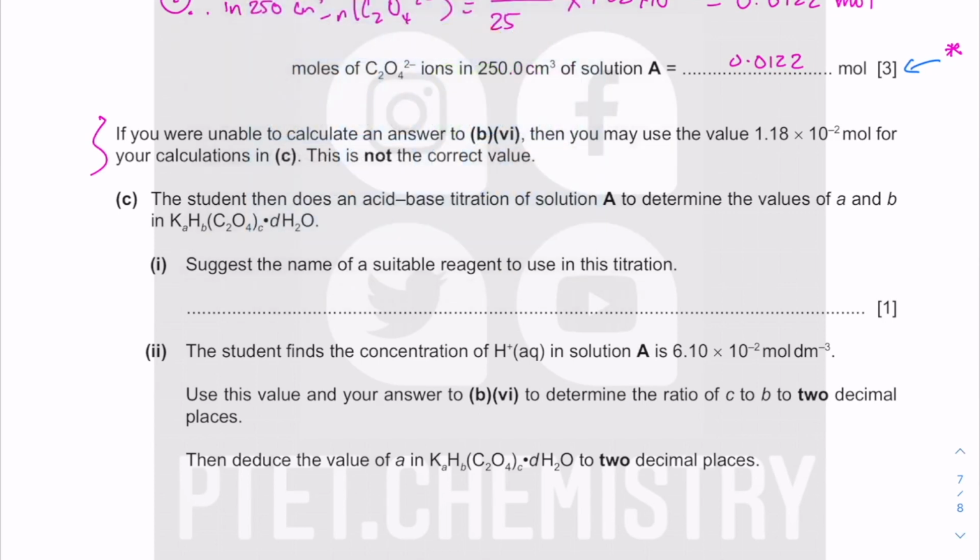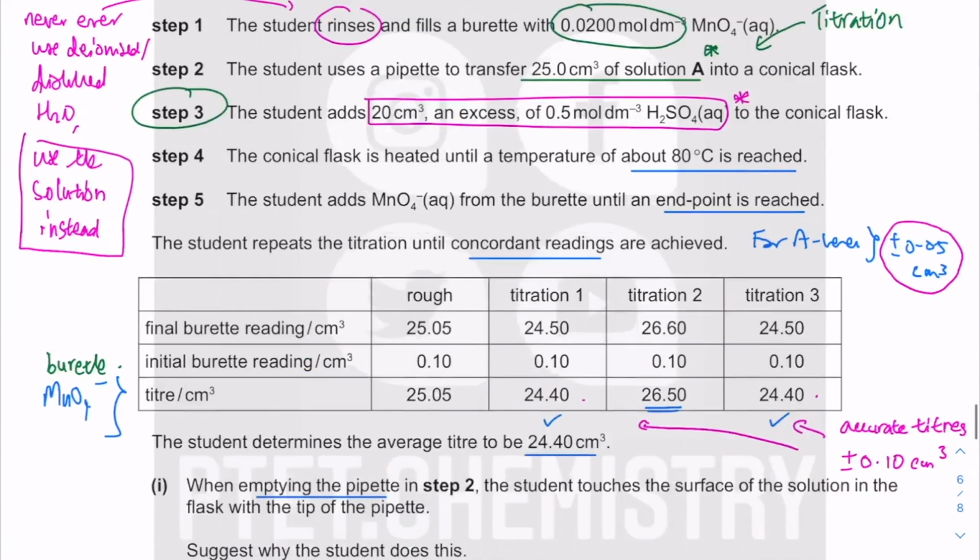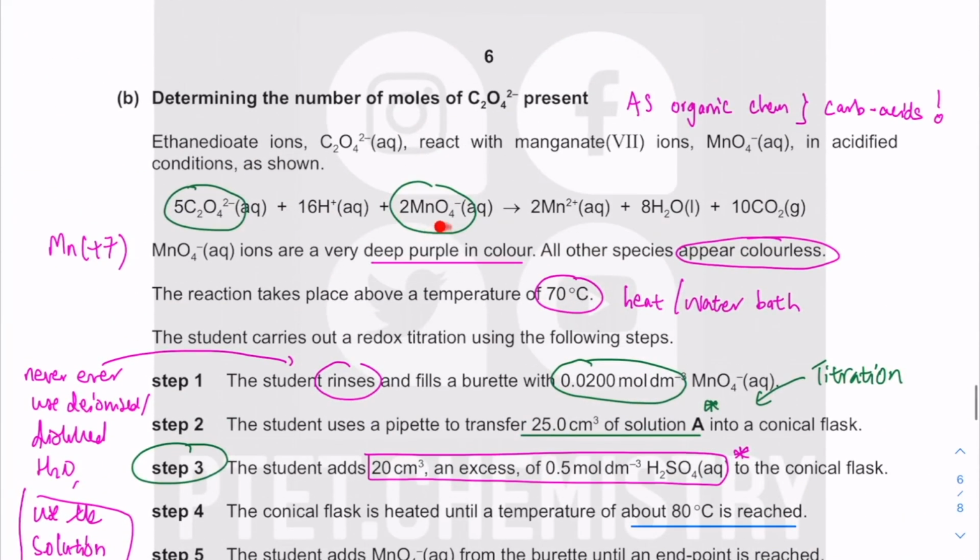So we're going to do an acid-base titration. So just now was a redox titration because you went from the MnO4 minus, which is manganese plus 7, which is deep purple in color, to Mn2 plus, which is kind of pale pink, colorless in solution. So there's manganese plus 2. So that is your reduction. And this is your oxidation. This is a redox reaction.